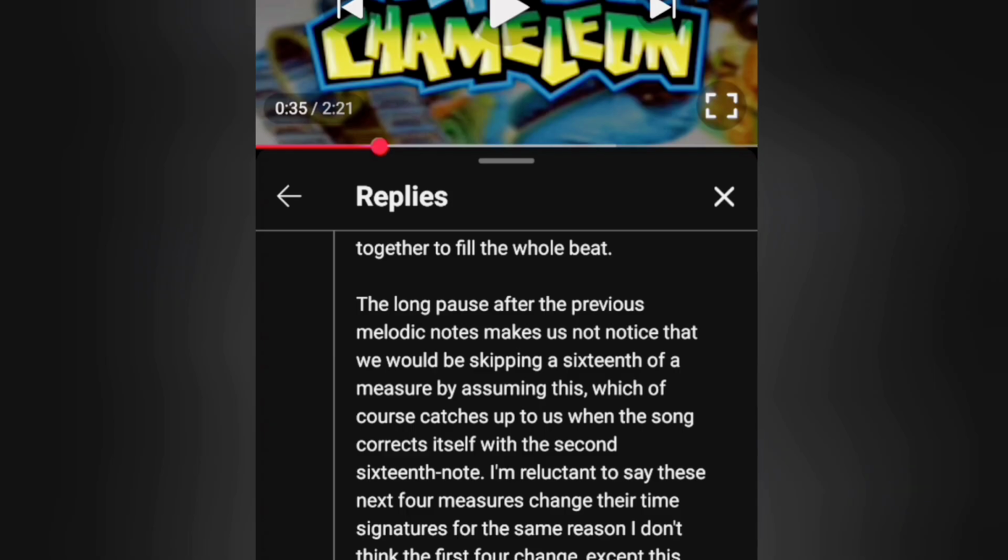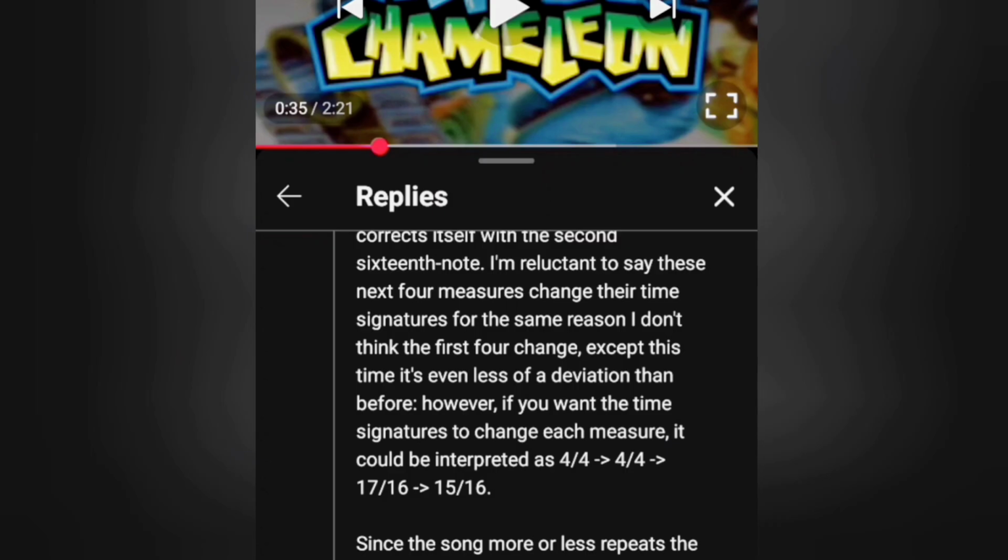So continue. I'm reluctant to say these next four measures change their time signatures for the same reason I don't think the first four changed, except this time it's even less of a deviation than before.